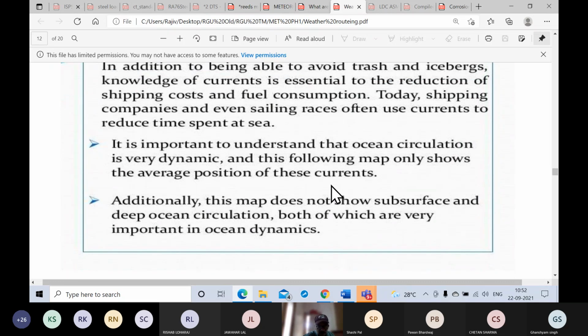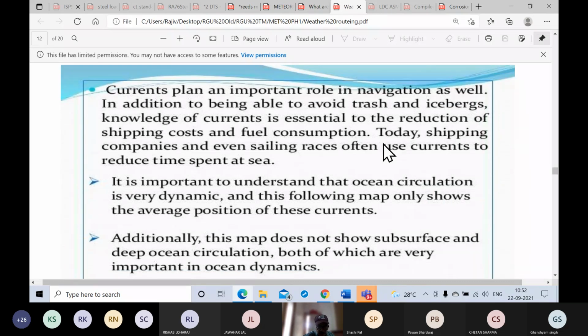So currents used to advantage can help you reduce shipping cost and fuel consumption. Fuel consumption is a very important thing because, as you are aware, it is the most expensive thing for the ship owner. So whatever he can save on fuel is money saved.